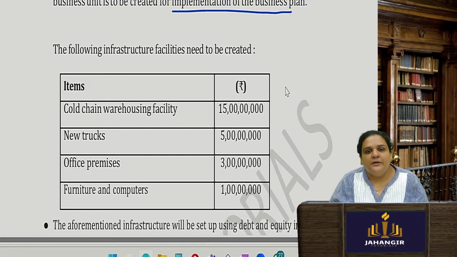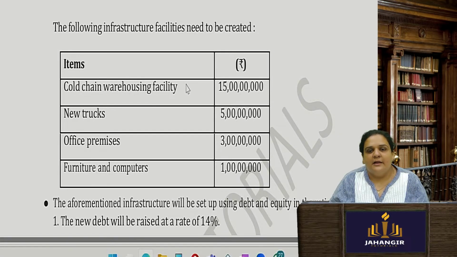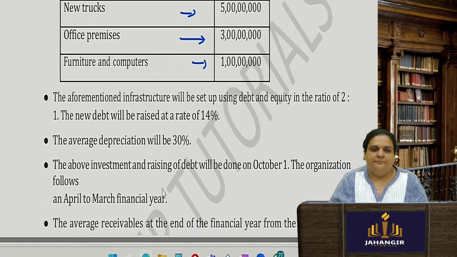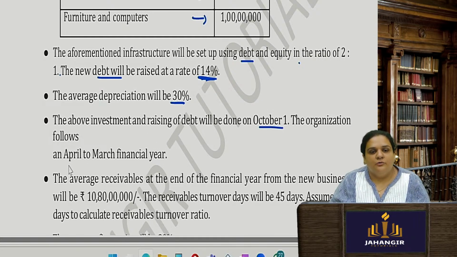So this unit will require certain infrastructure facilities: cold chain warehousing 15 crore, new trucks 5 CR, office premises 3 CR, furniture and computers 1 CR. This aforementioned infrastructure will be set up using debt and equity in the ratio of 2:1. The new debt is raised at 14% rate of interest. Average depreciation 30%.